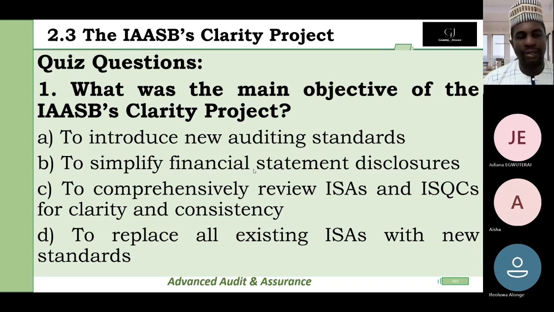Thank you. Okay, so by way of the IASB Clarity Project, can we review this short quiz to see if we can remember what the project is all about? Number one, what is the main objective of the IASB Clarity Project? A, to introduce new auditing standards. B, to simplify financial statements disclosure. C, to comprehensively review ISAs and ISQCs for clarity and consistency. D, to replace all existing ISAs with new standards.